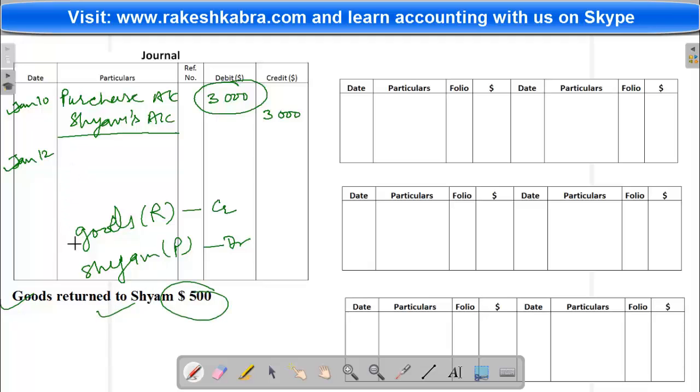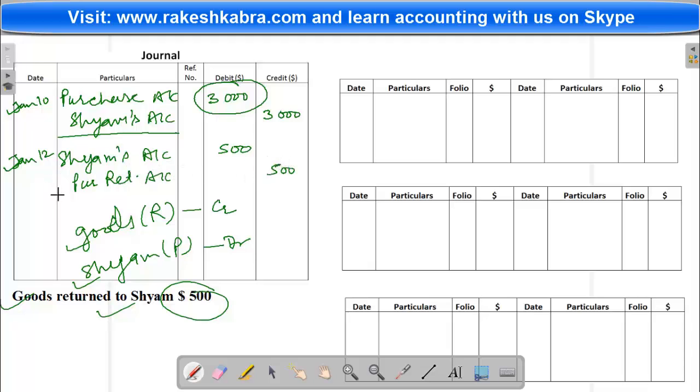Okay. Now see what entry I will pass. Here the debit item is Shyam, isn't it? Yes. So I will record first the debit item, Shyam's account. Shyam's account will be debited with $500. Now in place of goods I will write purchase return this time, because earlier we purchased the goods and now we are returning. So in place of goods I will write what? Purchase return. Purchase return account $500.